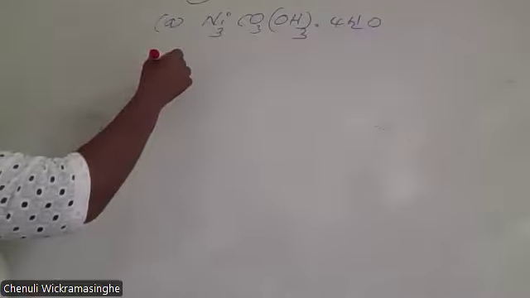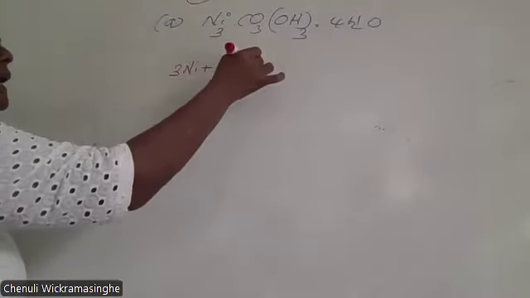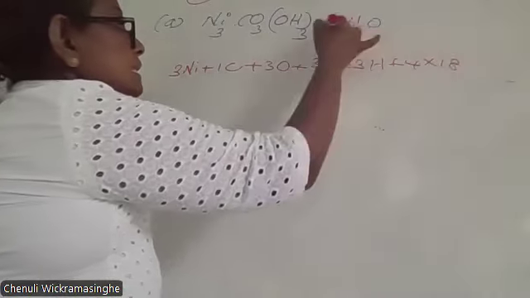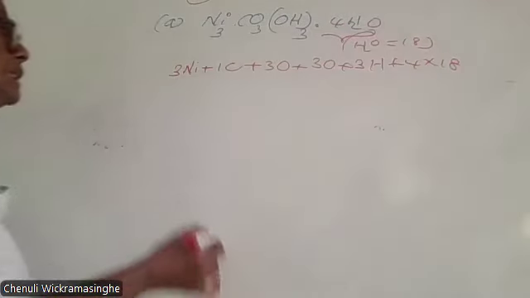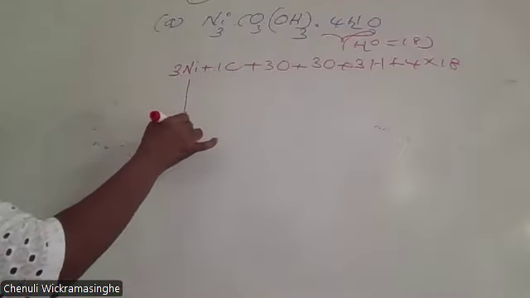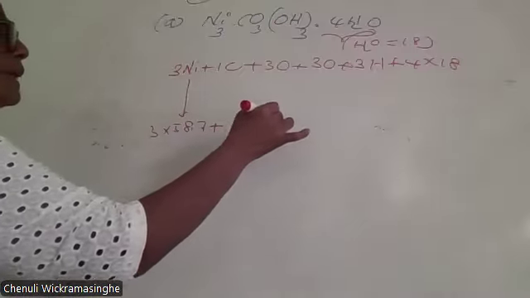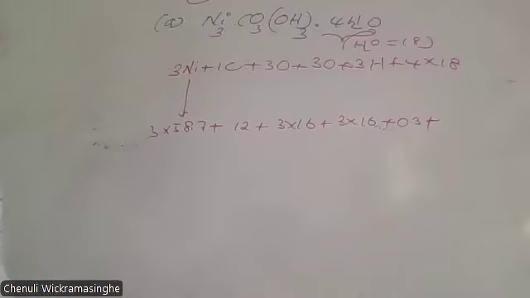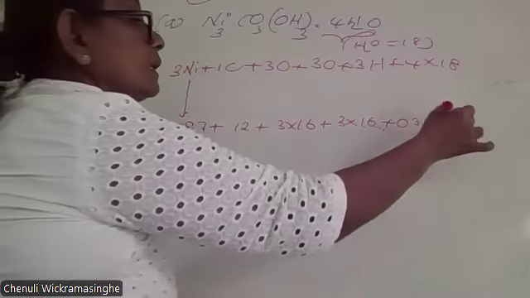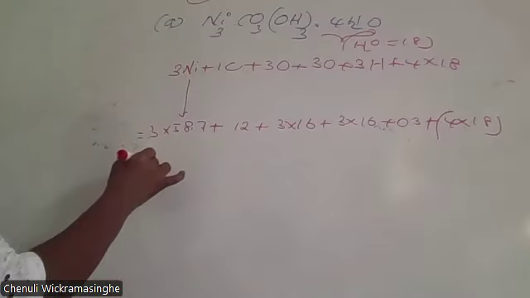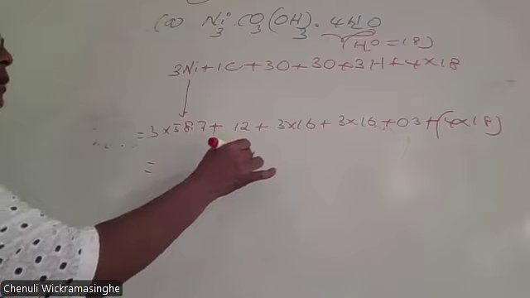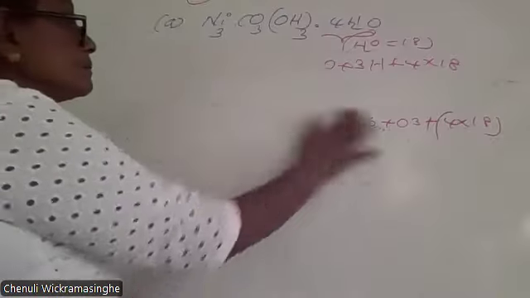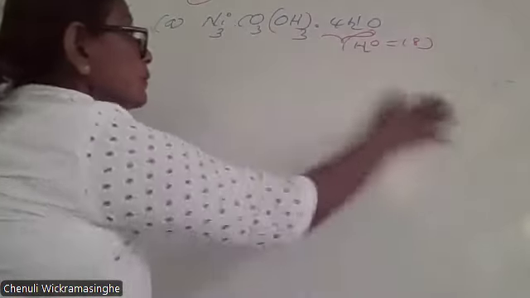When you are attacking this, how many atoms? 3 nickel plus 1 carbon and 3 oxygen plus again 3 oxygen plus 3 hydrogen plus 4 times 18. It says here water has a mass of 18, 4 times 18. Nickel has a value of 58.7, so 58.7 times 3 plus 12 plus 3 times 16, again 3 times 16 plus 3 plus 4 times 18. When you substitute all and add it together, it has to be 376.1. That's the molar mass of this entire hydrated nickel carbonate compound. So it is the first part of A, which gives you just 1 mark to find the molar mass of this compound.